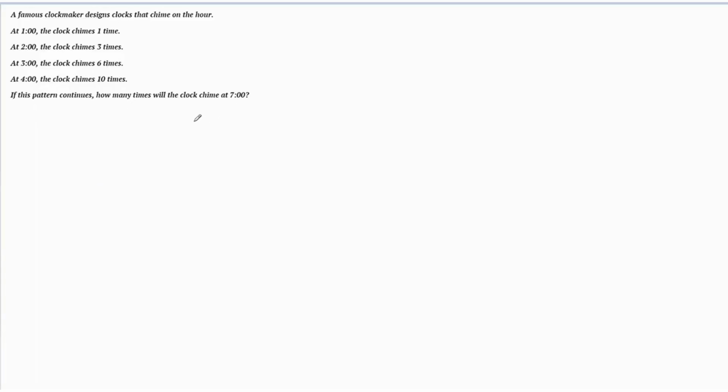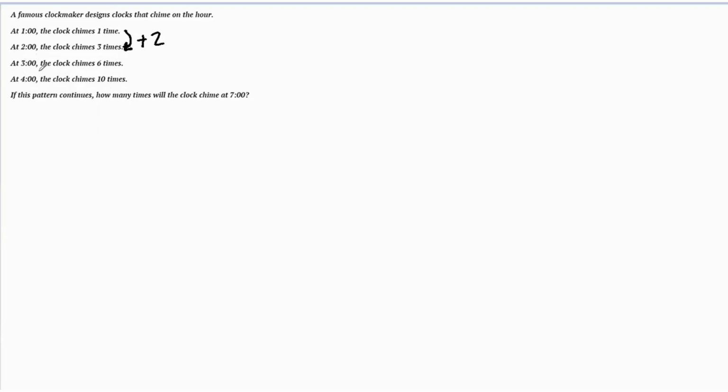So we're going to use the strategy of looking for a pattern. And let's start with what we're given and see if we can find a pattern there. We know at 1 o'clock, it just chimes once. Then at 2 o'clock, the clock chimes 3 times. So just from 1 o'clock to 2 o'clock, it chimes an extra 2 times. So it chimed once here. We add 2 more chimes to it. That's why at 2 o'clock, it chimes 3 times.